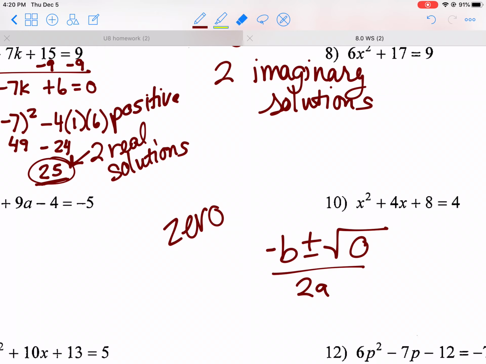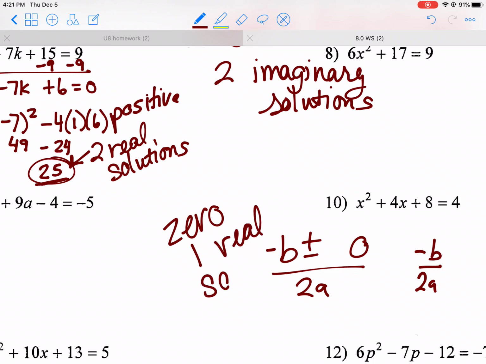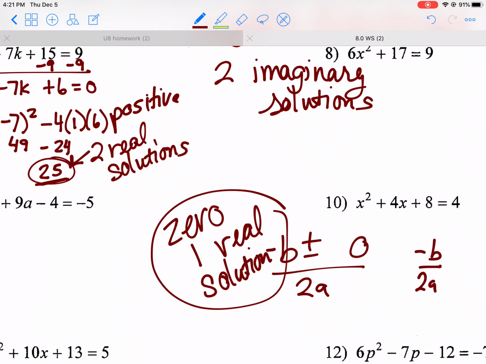The square root of 0 is 0. Whoops, I erased more than I wanted to. Let me try that again. Okay, there we go. The square root of 0 is 0. So look, if we go negative b plus 0, we get negative b. If we do negative b minus 0, we still get negative b. It wasn't 2 different things that we got there. So if 0 is the discriminant, this is a case where we only get 1 solution. And because it's not imaginary, there's no i in there, it's 1 real solution.